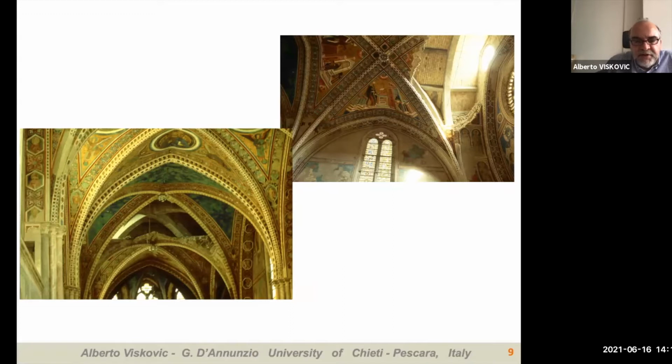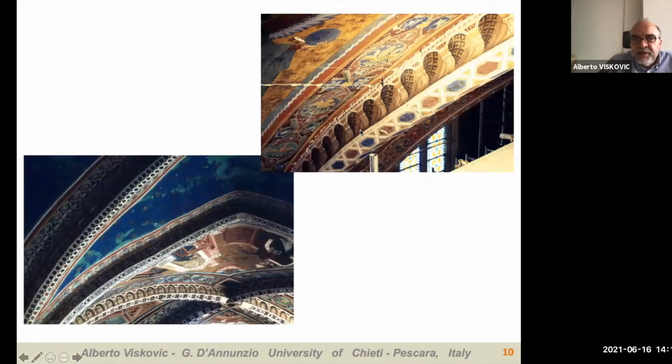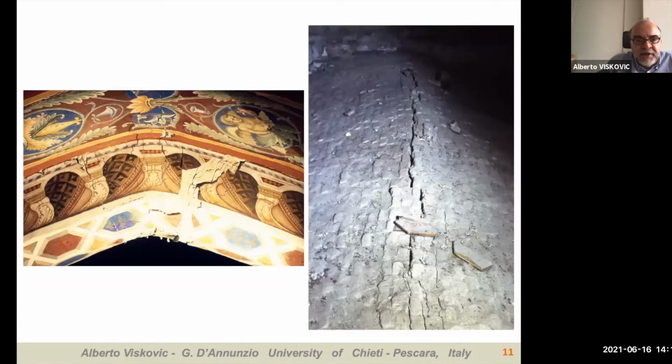However, not only the collapsed vaults suffered, but also the surviving vaults have a lot of damage. We can see here an inversion of curvature, cracks on these transversal arches, crushing in compression near the key of the arch, while we have cracks from tensile stress on the extrados of the key of the vault.